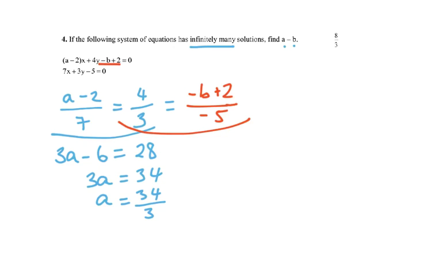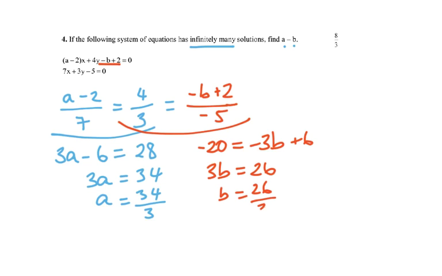So this is to find our value of b, using cross multiplication again, minus 20. You might like to pause the video and go ahead and try this for yourself. Plus 6. So 3b, let's add 20 to get 26. Lastly, divide by 3. 26 over 3.